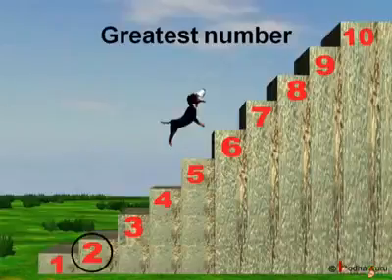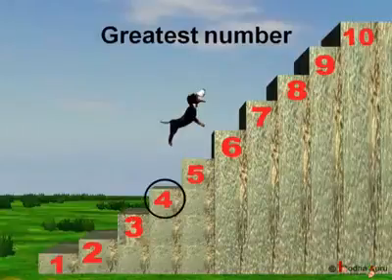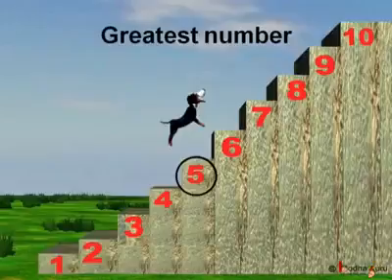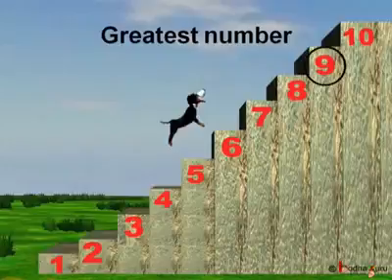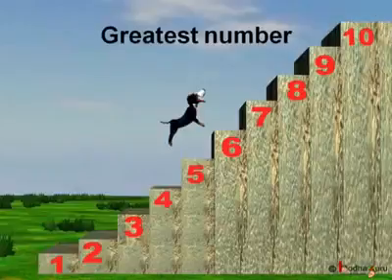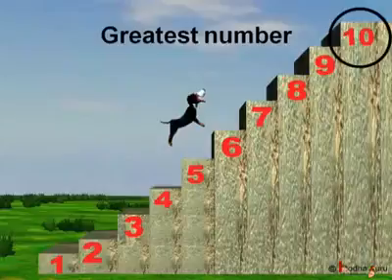It is 1. And which is the greatest number here? 2 is greater than 1. 3 is greater than 2. 4 is greater than 3. 5 is greater than 4. 6 is greater than 5. 7 is greater than 6. 8 is greater than 7. 9 is greater than 8. And 10 is greater than 9. So, 10 is the greatest number here. Right, children?